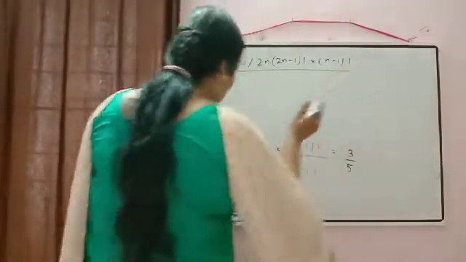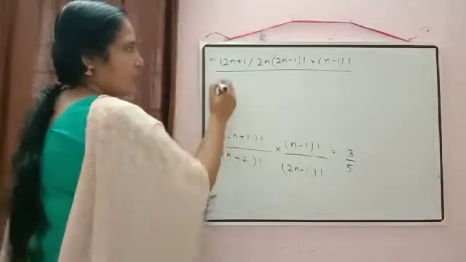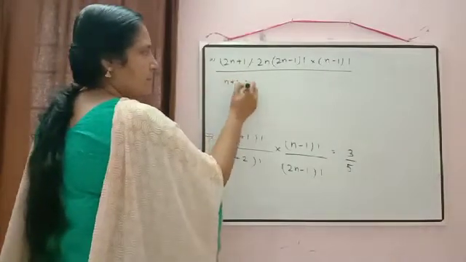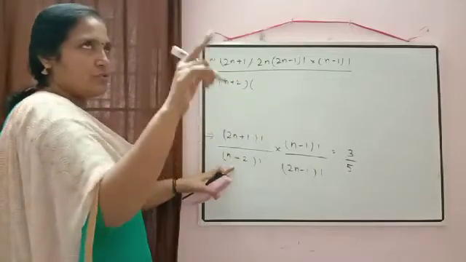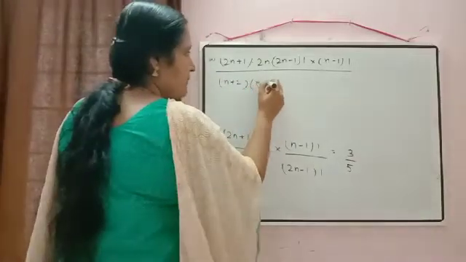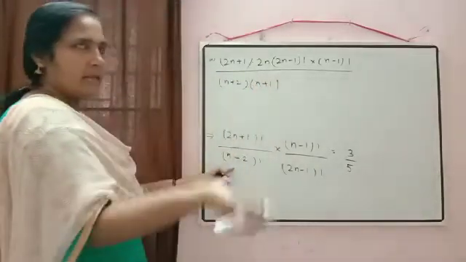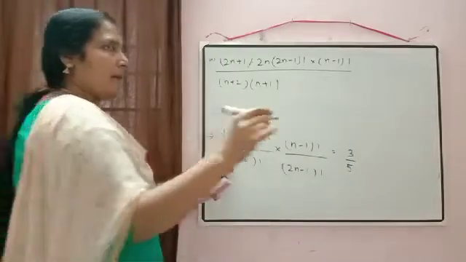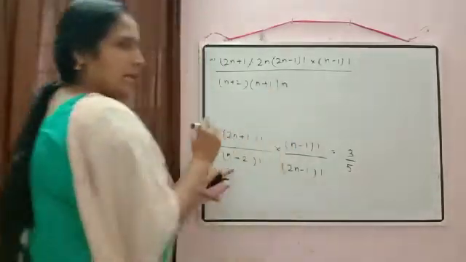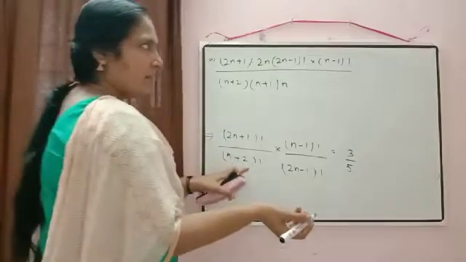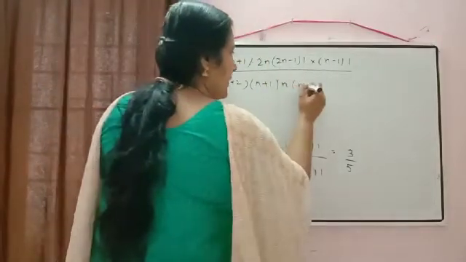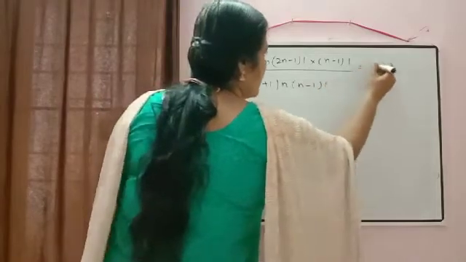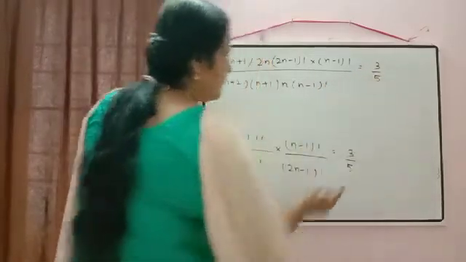How can we rewrite it? First it will come n plus 2. Subtract 1, what will come? n plus 2 minus 1, so that will come n plus 1. Again subtract 1, n plus 1 minus 1, then we get n. Again subtract 1, then n minus 1. Now we will stop here. (n-1) factorial is equal to 3 by 5.